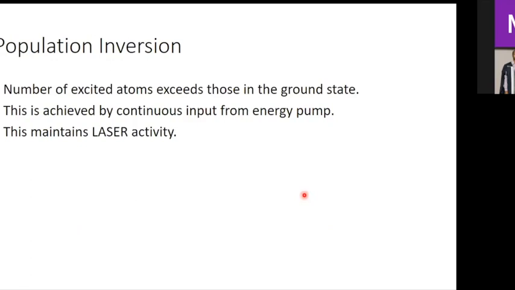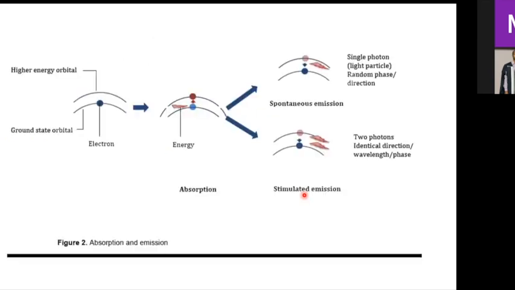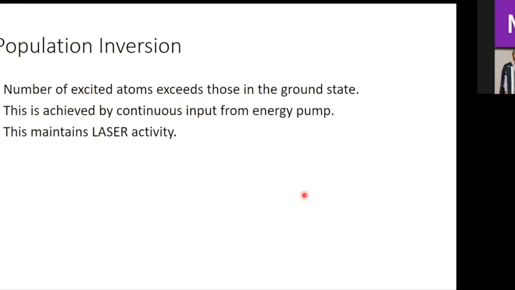And then now there's population inversion that I'm sure you came across when you were reading. This simply means that the number of excited atoms exceeds those that are in the ground state. And this can only be achieved by continuous input of an energy pump or energy source. And this is what maintains laser activity. And now you will wonder, how does this laser light leave this medium? Don't worry, we will get to that.